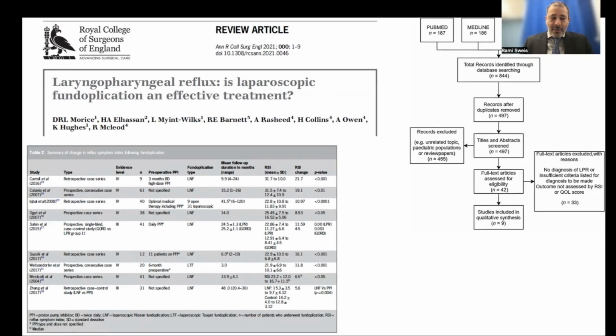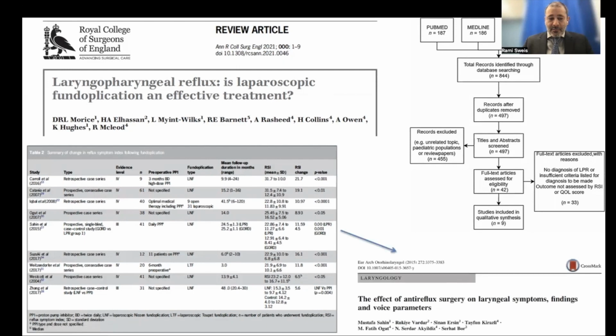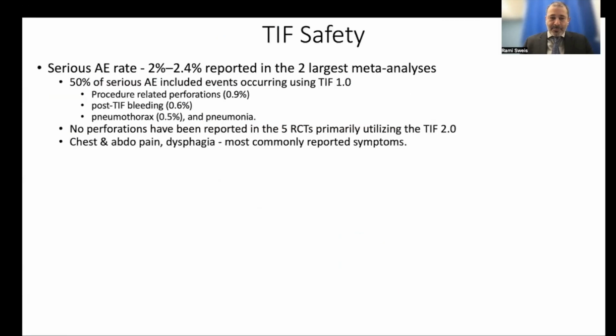The only study of value that I could see from this table is this one from Serhat Bor's group from Turkey. This was a prospective single-blind case control study looking at a GERD versus LPR group. It did show that patients in the LPR group improved, but all of them also had symptoms of heartburn and regurgitation, and all of them had clear evidence of pathological esophageal acid exposure. The other study that we just mentioned with TIF did not include measurements of acid exposure. It was only based on symptoms. So we need to be very careful when we interpret these results.